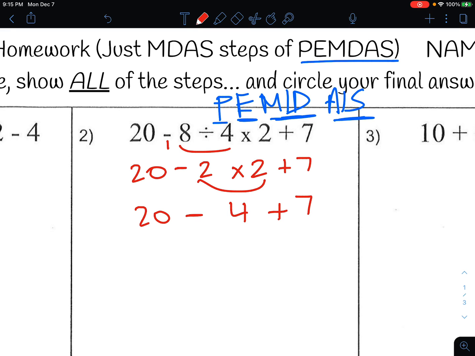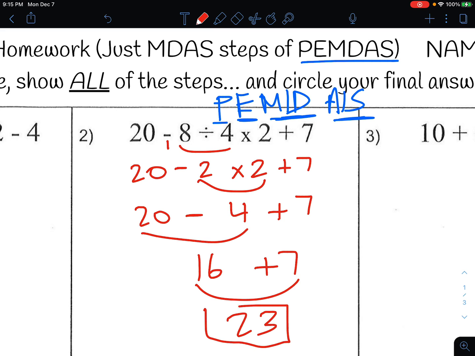So 20 minus 4 is 16. And then it really helps to be able to do the stuff in your head. Bring down everything else, plus 7. 16 plus 7, that is 17 plus 6, 23, I think. There it is, 23. Box your answers. Don't forget to do that. Some of you like to highlight your answers. That's a great idea, too.